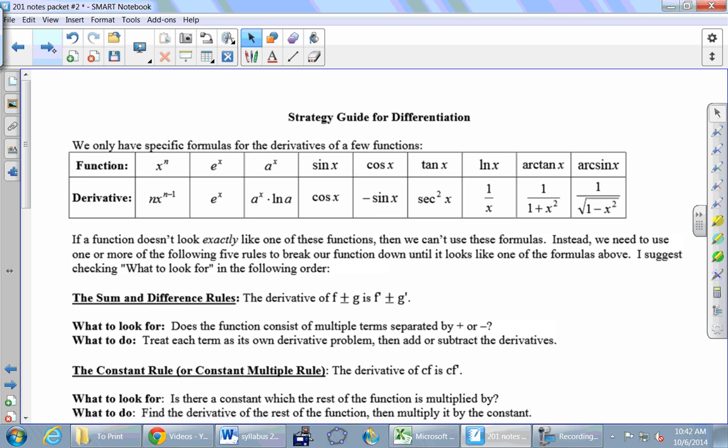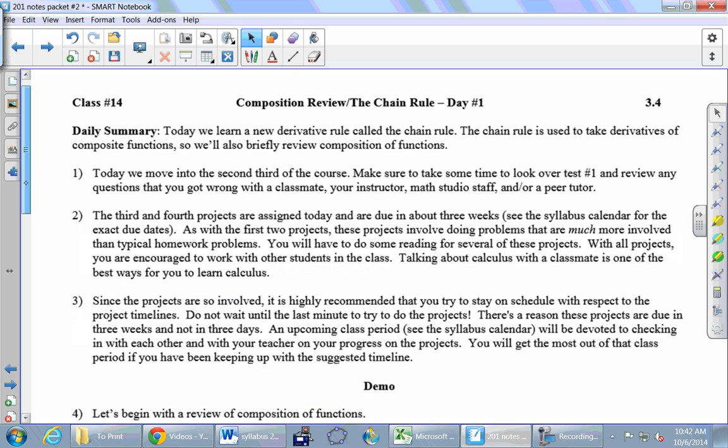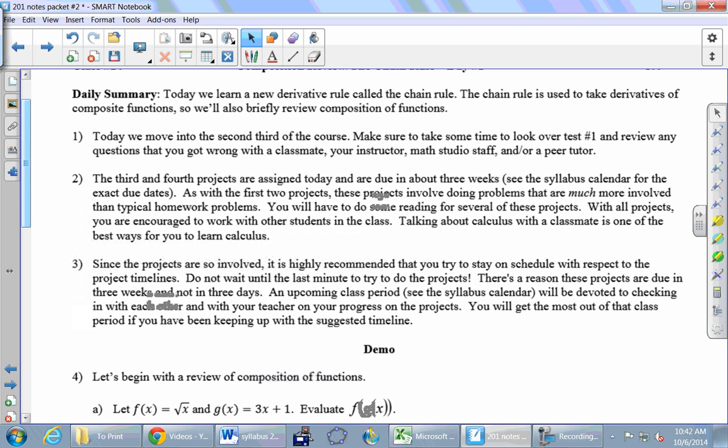So we're going to skip past that and move on to page 3. And we'll start with our daily summary on page 3. Ryan? Composite.